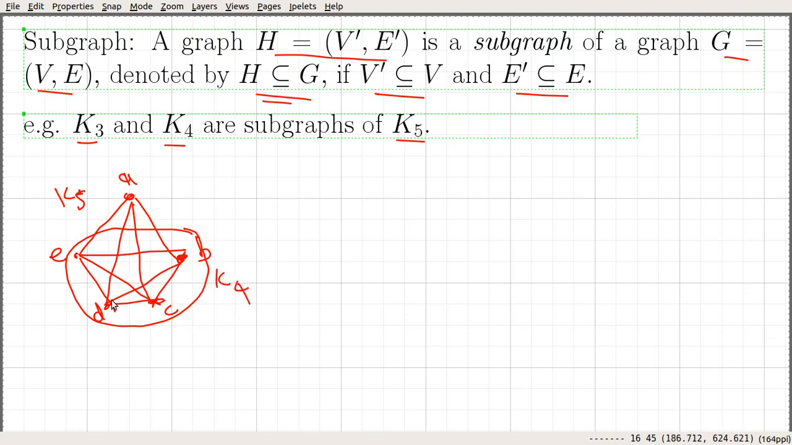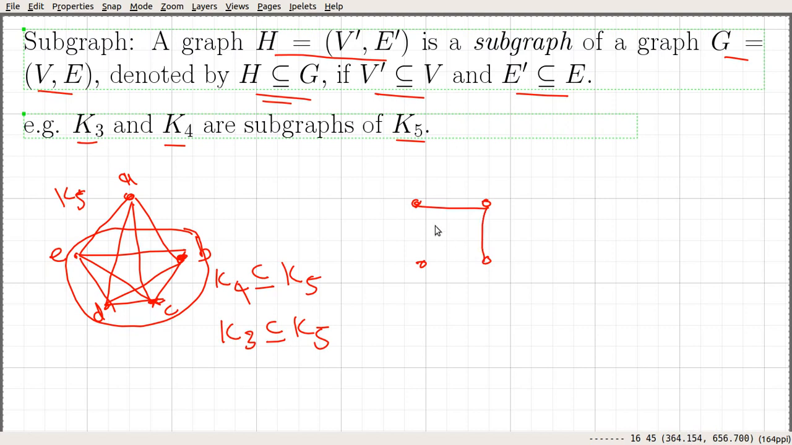Okay, and again you can see that there are many triangles here. So immediately you can see that K4 is a subgraph of K5, and there are many triangles here, right? And that also says K3 is also a subgraph of K5. Okay, so let me give one more example.